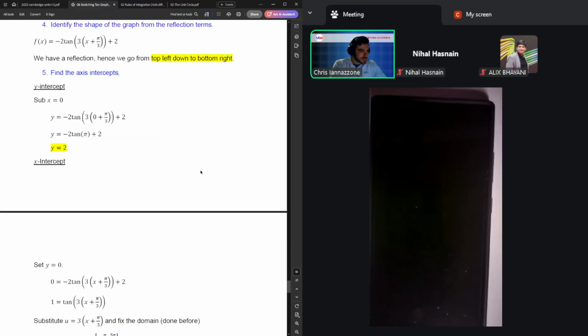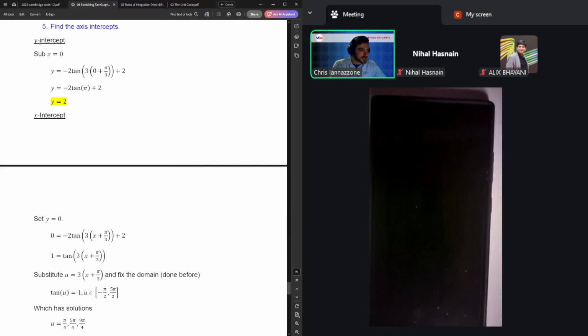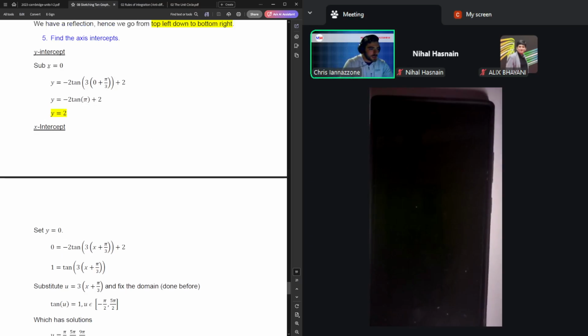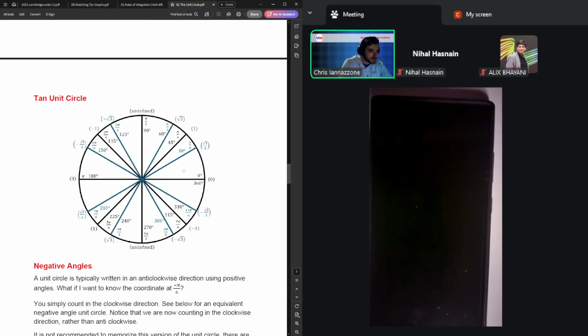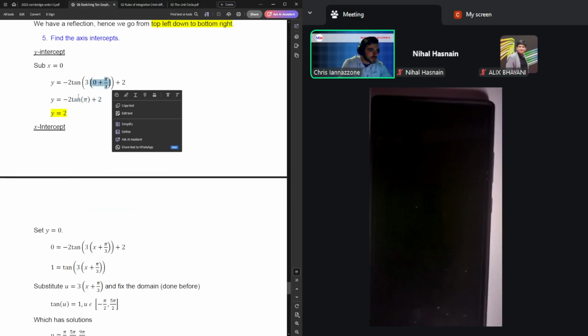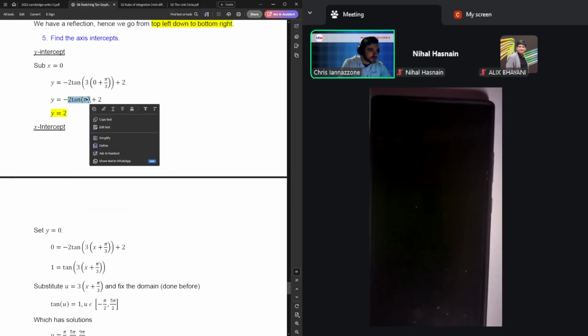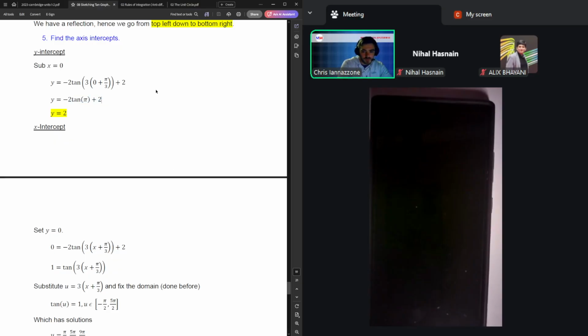Finally, axes intercepts. So just like any other function, x equals 0 and y equals 0 is going to be your friend here for solving those. Y-intercept is the easiest, simply because everything simplifies quite quickly. So as long as you know what tan of pi is, which if we just have a quick look, that's pi on the tan circle. Tan of pi is going to be 0. So that all simplifies down to 0, cancelling that out, leaving you with just y equals 2.